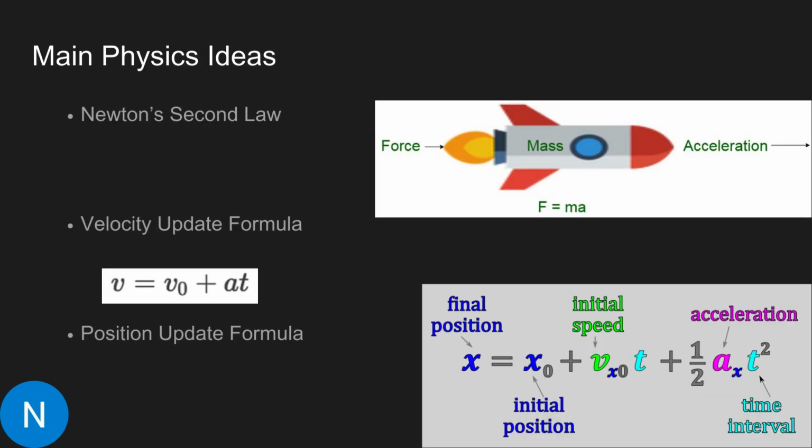For the main physics ideas, first we have Newton's second law, force equals mass times acceleration. The thrust of the rocket produces acceleration upwards. Then we have the velocity update formula, where the velocity is equal to the initial velocity plus acceleration times time. We use that in the GlowScript code, same with the position update formula, but instead of acceleration in there, we substitute it for net force divided by mass.